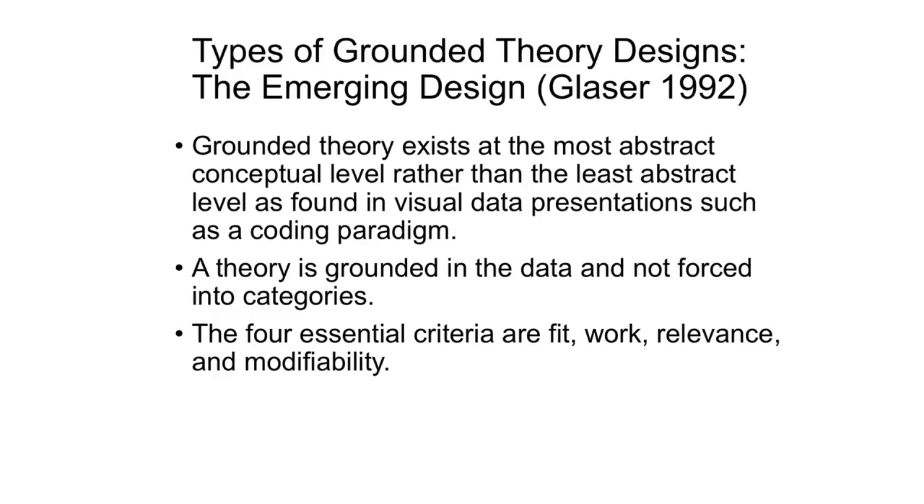Modifiability refers to a theory's ability to be continually modified as new data emerge to produce new categories, new properties, new dimensions. This living quality of grounded theory ensures its continuing relevance and value to the social world from which it emerged. In other words, a grounded theory design is not expected to be static. It's expected to be something that you can change as new data arise. And that's true of any good theory, that if data come to show that something has changed and it should be modified, then you should be able to modify it.